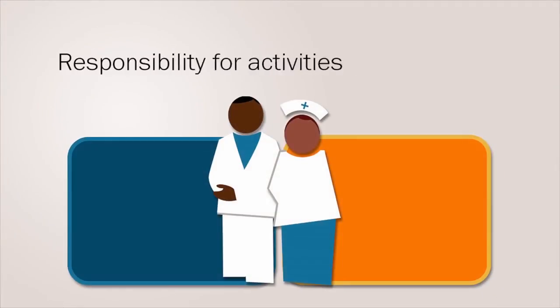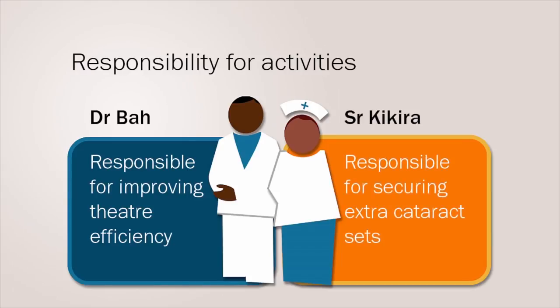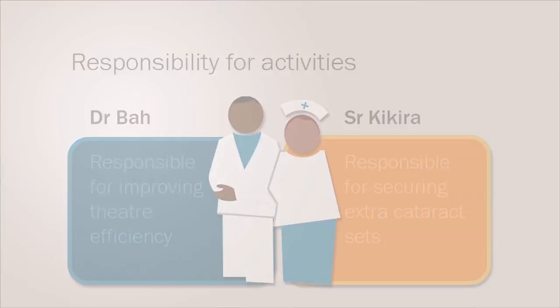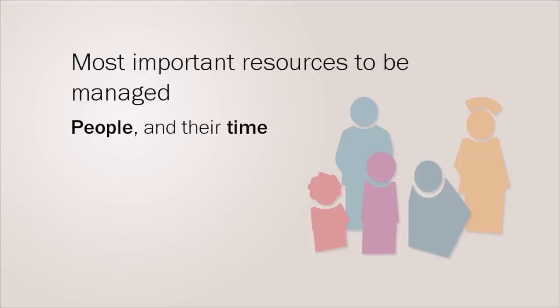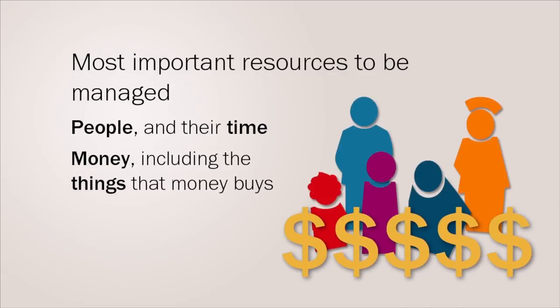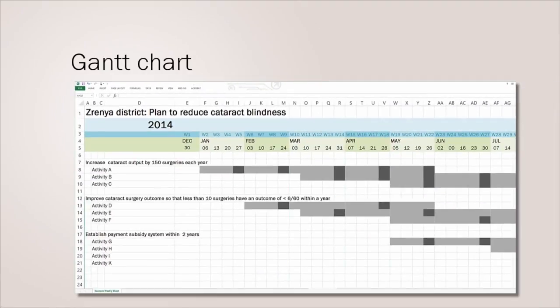A named person must be made responsible for each activity. This person is responsible for managing the activity and ensuring it gets completed. The most important resources that need to be managed in an activity are people and their time, and money, including the things that money buys. To manage time, an activity time plan, such as a Gantt chart, is developed. Each activity per objective is listed, along with an indication of when it will be carried out and completed. This is monitored and updated as the activity is carried out.